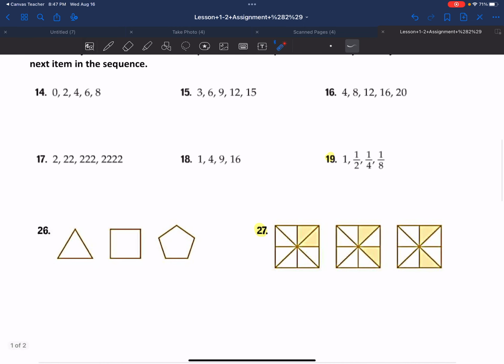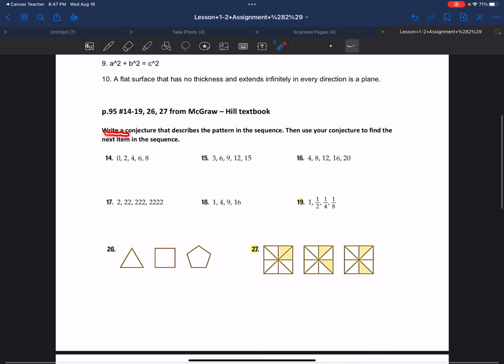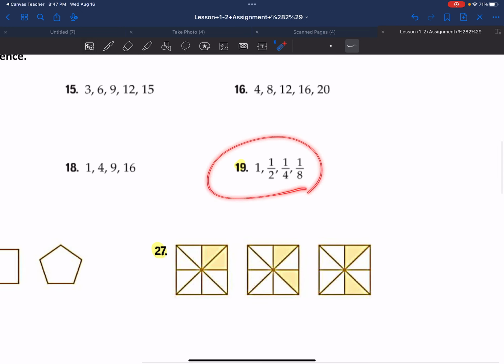Let's go ahead and take a look at number 19 and 27. It says, write a conjecture that describes the pattern in the sequence. Then use your conjecture to find the next item in the sequence. If I take a look at number 19, I have 1, 1/2, 1/4, 1/8. Well, what is going on in this case? Basically, this is my whole number that is converted into a fraction. Something here is multiplied by something here to give me 1/2, and then something here times something there is going to give me 1/4, etc.